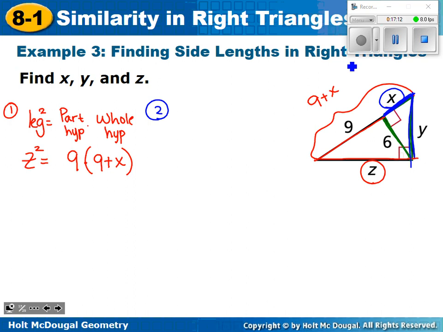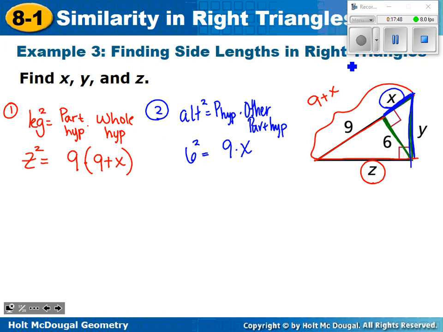Okay, so let's write it down. It is altitude squared equals part of the hypotenuse times the other part of the hypotenuse. And again, the more you write it, the more you say it, the more it's going to stick. So what's the altitude in the picture? 6. So we'll have 6 squared equals, and then what are the two parts of the hypotenuse? 9 and x. So we're going to do 9 times x. And now we only have one variable and we can solve for x. And then we can go back and plug that in to find number 1.